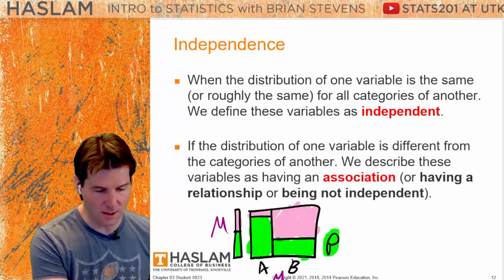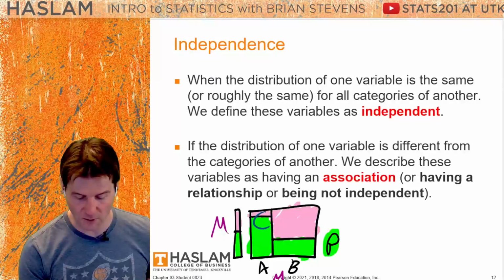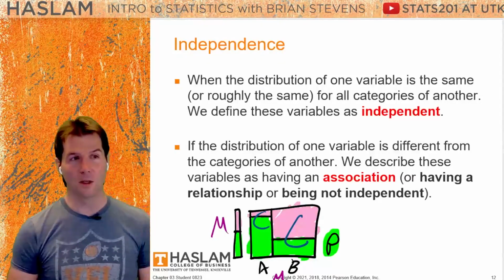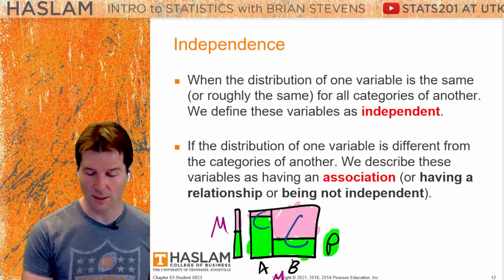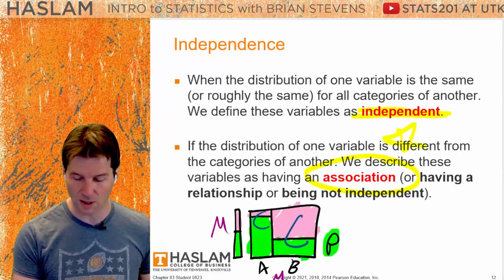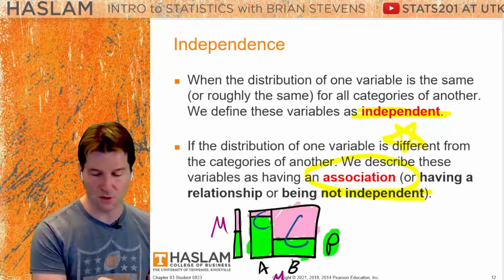And then within this table, we'll do a different color right here. We have conditional: given someone took test A, what was their pass rate? Given someone took test B, what was their pass rate? Since the conditional distributions do not match up, we would say that these are not independent. We would say that there is an association. So this is where they are not independent, they are associated.